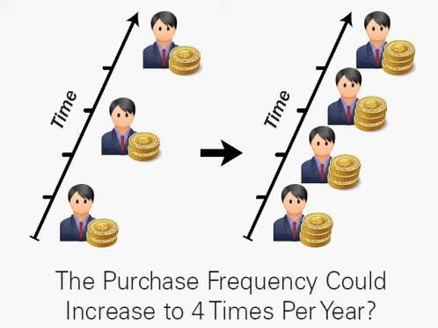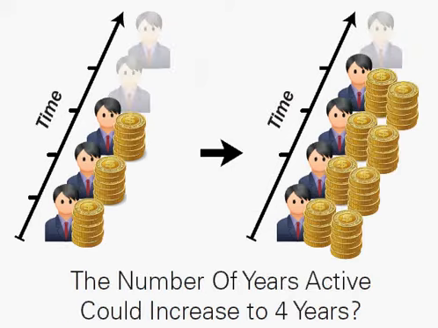Now, we had 20 products, and if we got Bob buying 8 of them instead of 4, we probably would have been all right. Now, let's just be conservative and say that we could only get Bob to stay 4 years instead of 3.